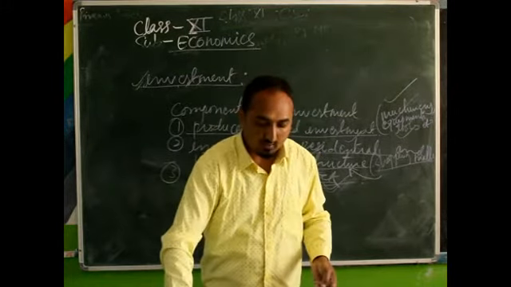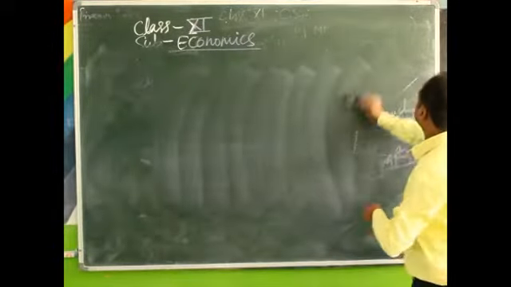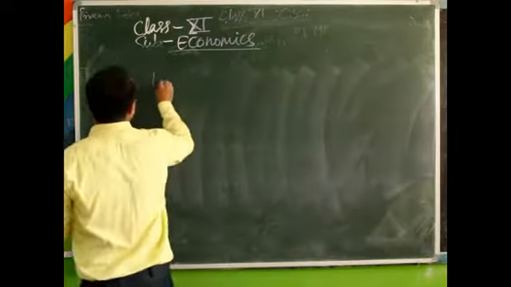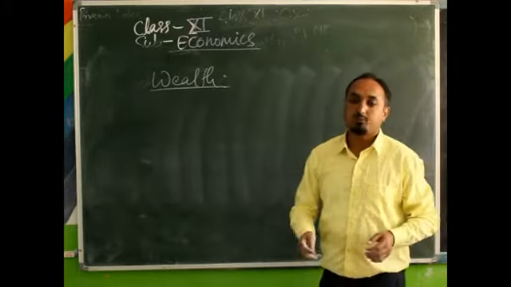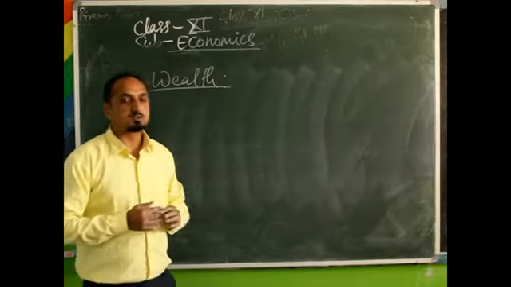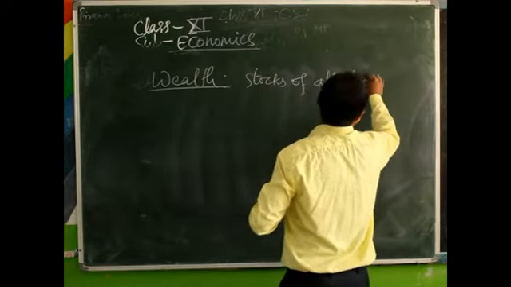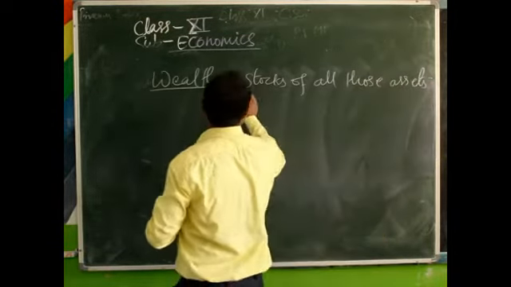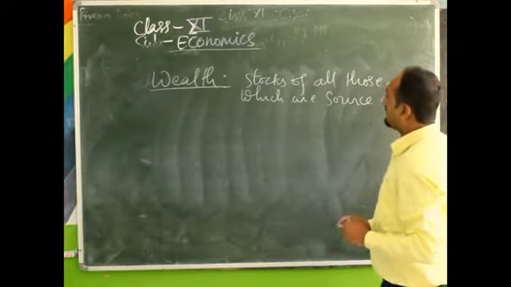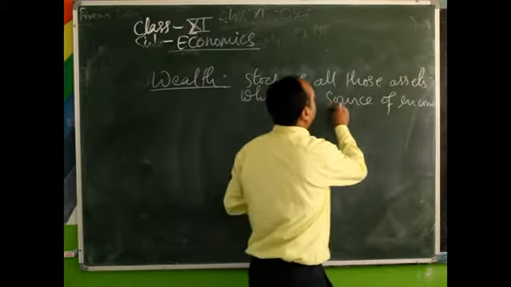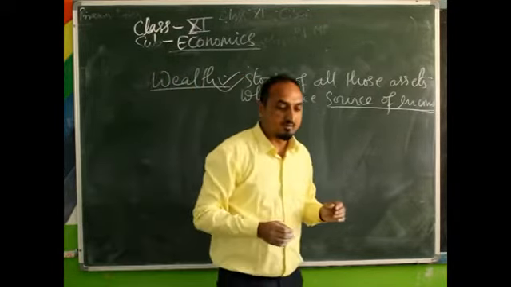Okay. Now the next subtopic we have is wealth. So how do we define wealth? Wealth refers to the stock of all those assets which are the source of income. Whatever the stock of assets, if they are a source of income, that means if they are all generating income for you, that can be considered as wealth. Okay, so this is the definition of wealth.